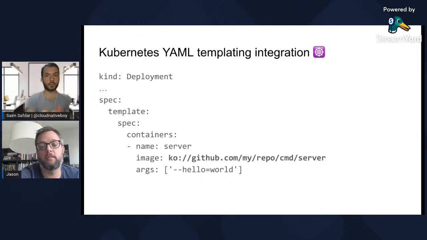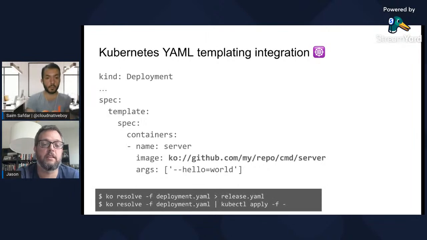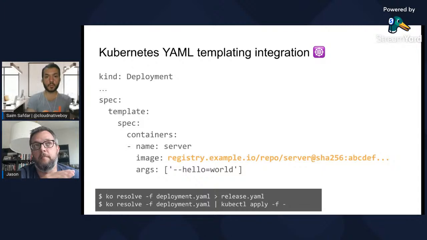If that image starts with ko:// and you run ko resolve on this file, it will scan the YAML for anything that starts with that prefix. It will build that image, and it will replace that image in the YAML with a fully built image reference by digest. So it will take in the deployment YAML, do all the builds, and then spit out to standard out this resolved file with all of these built image references. So you can write it to a release.yaml and share it with people, release it on GitHub, or you can pipe it to kubectl apply to apply it directly to your cluster.